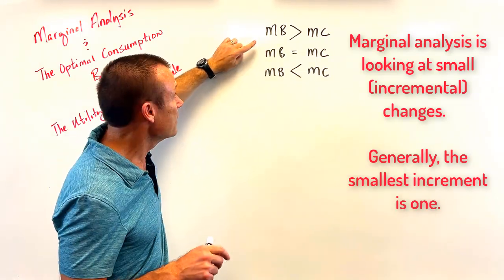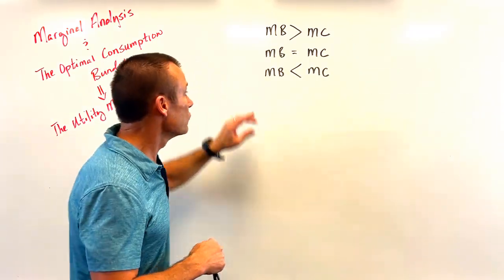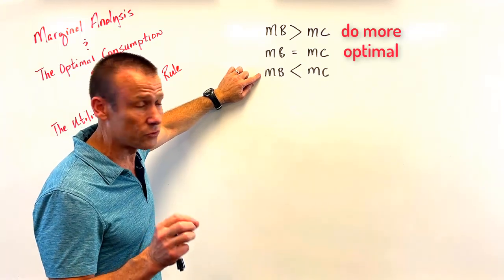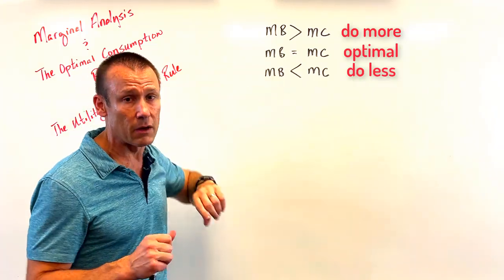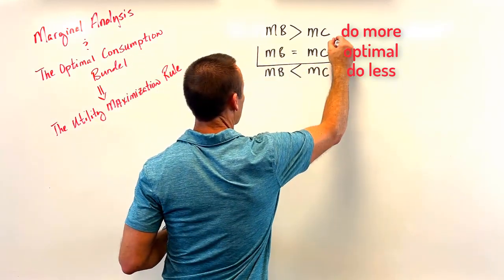Keep doing it, keep doing it. As soon as MB equals MC, stop. That is your stopping point. Never do something in which the marginal benefit is less than the marginal cost. If you do that, you will optimize.